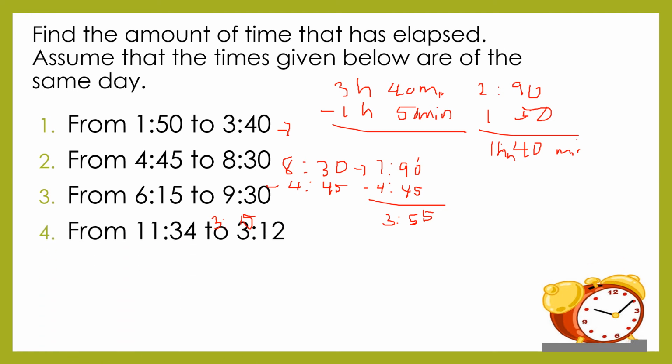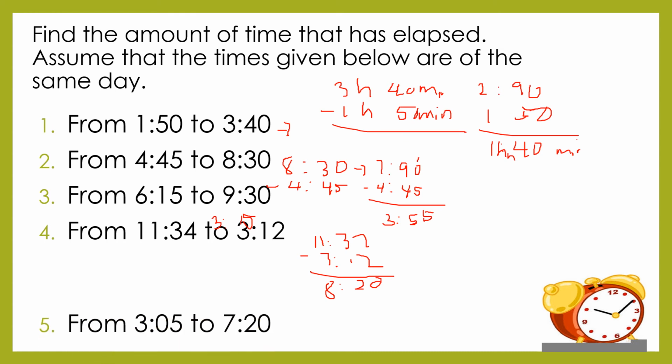And then here, from 11:34 to 3:12, so what is your elapsed time? So, subtract 11:34 minus 3:12. Okay, 0 to 3:11, 3, 4, 5, 6, 7, 8, 9, 10, 11. So that's about 8, no? So that means 8 hours and 20 minutes is your elapsed time.